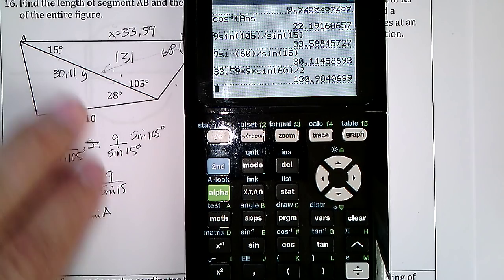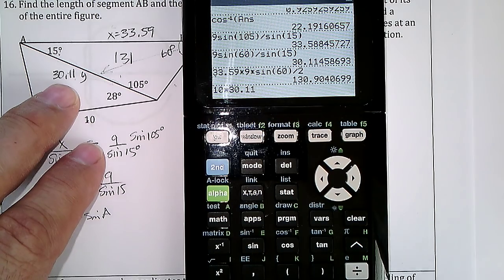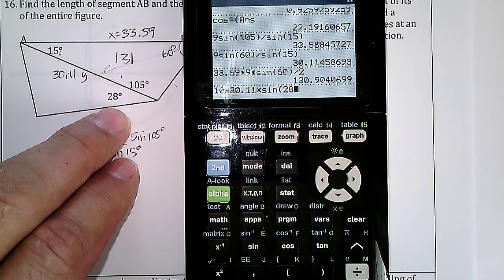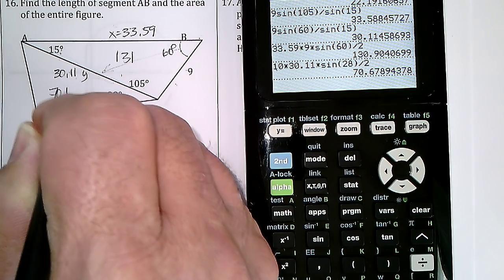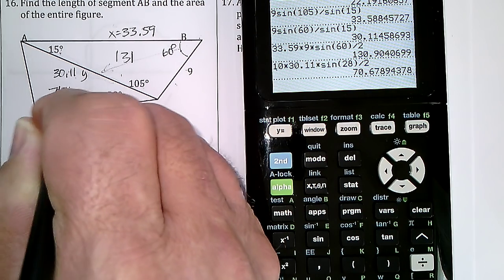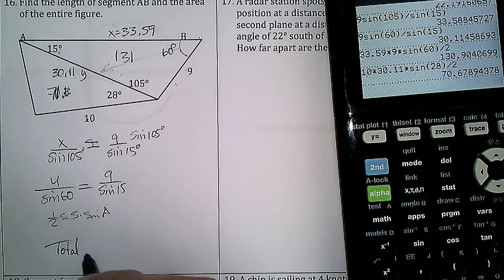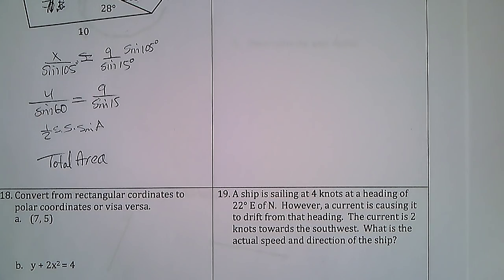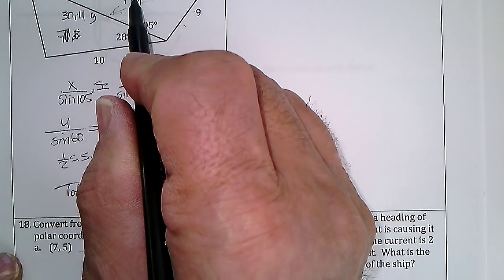So I got a side 10 times another side 30.11 times the sine of the angle in between those two, which is 28. And we only want half of that. So this one is 70.71. So a total area is, my total area is 202.